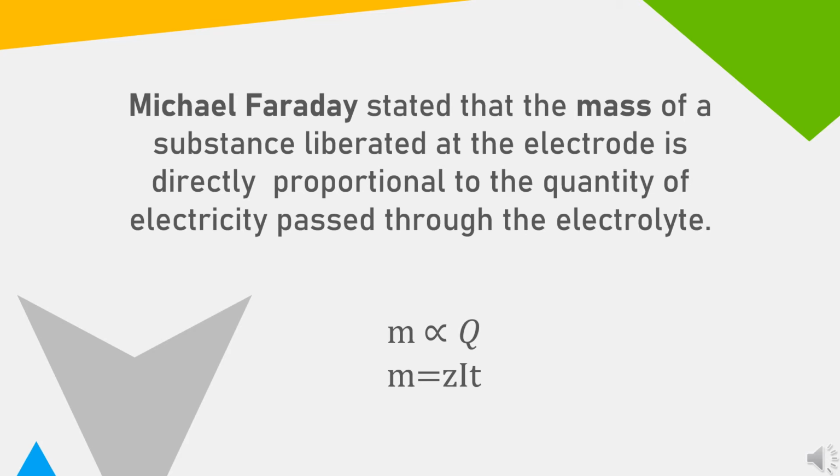Michael Faraday stated that the mass of a substance liberated at the electrode is directly proportional to the quantity of electricity passed through the electrolyte. m is directly proportional to Q, where Q is equal to Z × I × t, where I is the electric current, t is the time duration, and Z is the electrochemical equivalent.